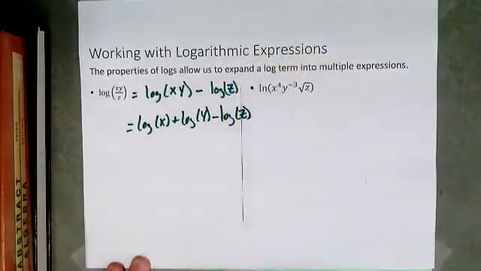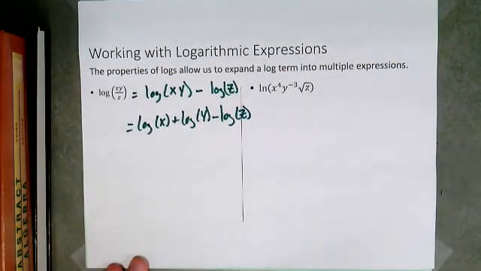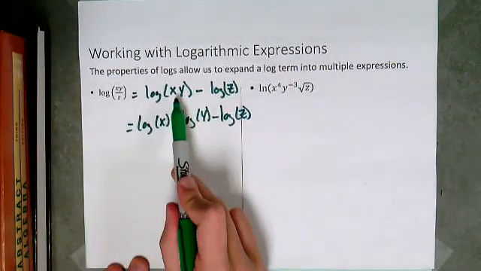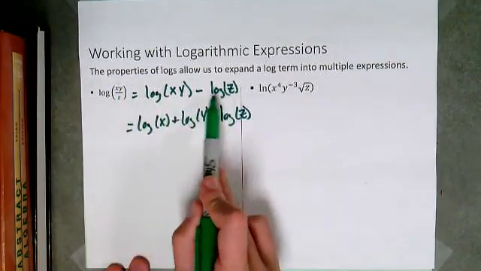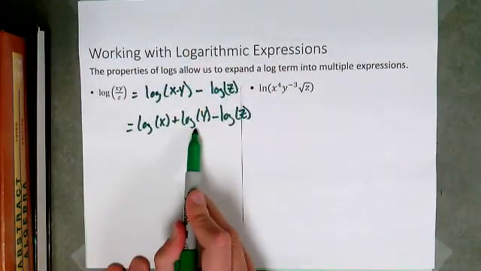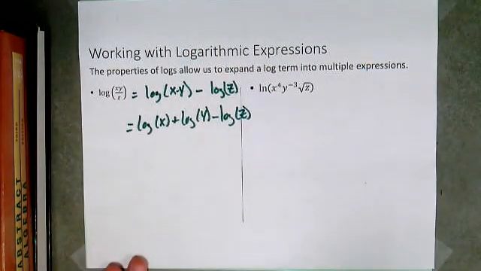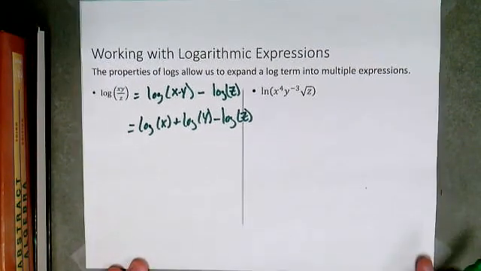I shouldn't have been saying base this whole time. This is base 10, it's just regular old log. Log x, log y, log z. Okay, so our division turned into subtraction, our multiplication here turns into addition, and so we get 3 different logs. Okay, and that's as far as that will go. We cannot expand this anymore.